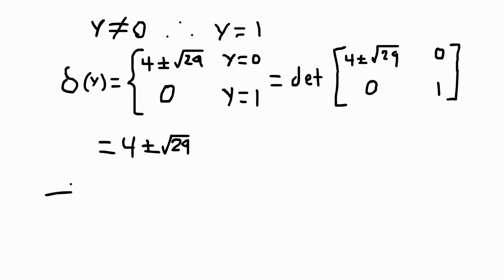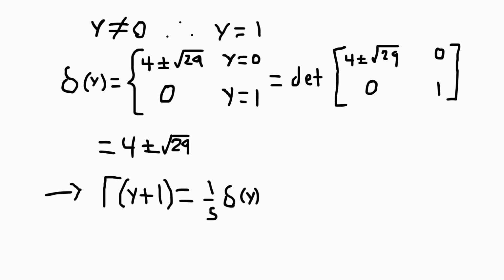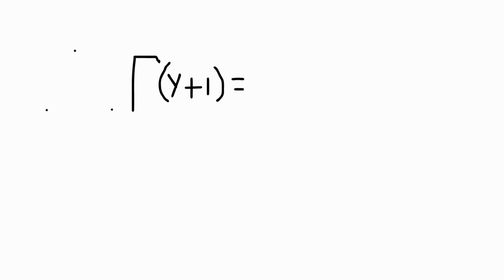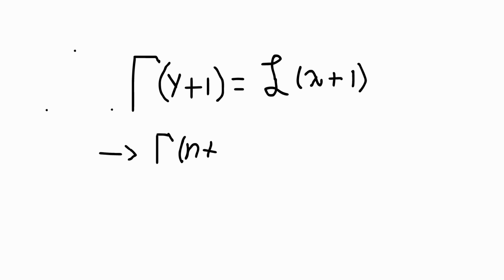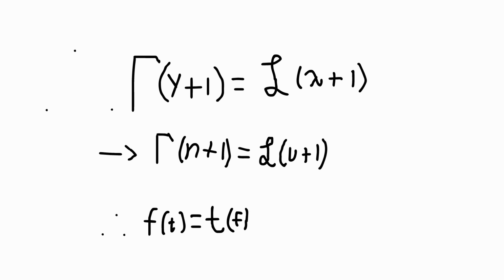Now, since this piecewise is the delta function, this shows that the delta function is equal to 4 plus or minus the square root of 29. And since gamma of y plus 1 is equal to 1/5 of the delta function in this case, this means that gamma of y plus 1 is 4 plus or minus the square root of 29 over 5, which, if you recall, is the same thing as the Laplace transformation of lambda plus 1. Therefore, they are the same thing, and using insufficient testing, we can show that this theorem applies for any function f of t.